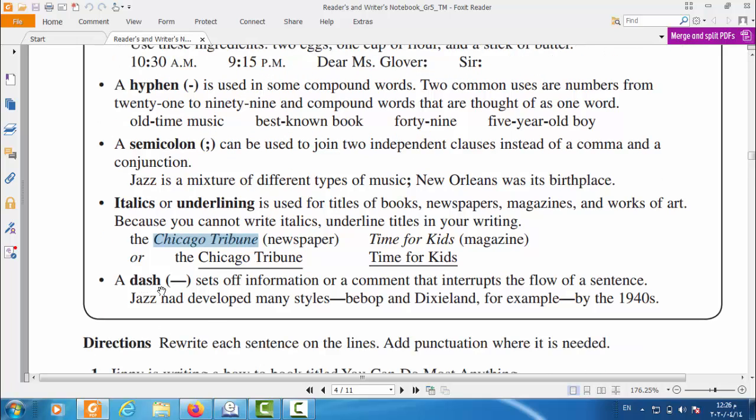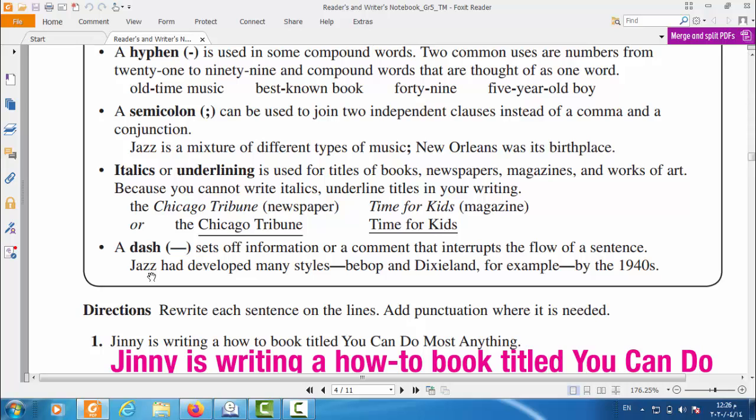The last one is a dash in here, like this symbol in here, which sets off information or a comment that interrupts the flow of a sentence. Okay, like this one in here, jazz had developed many styles, and then dash, bebop and Dixieland, for example, by 1940. If I put the dash in here or even in here, it means that I separate the sentence like this, or I divide the sentence like this, because I want to interrupt the sentence by writing something important.